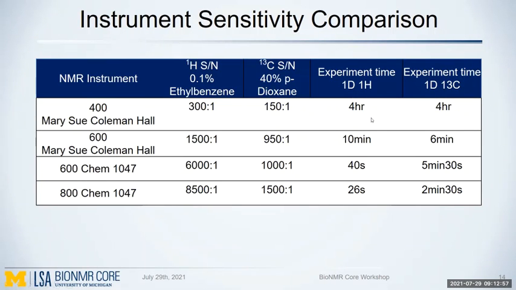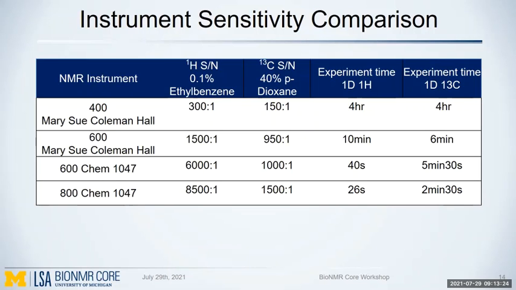And assuming you want to run a proton NMR experiment on the 400, and that took you 4 hours to get very good data. On the 600 in Marysville Common Hall, it will only take you 10 minutes because of its high sensitivity in proton. On the 600 in chemistry, that's even shorter. That's only 40 seconds. On the 800, it's only 26 seconds.